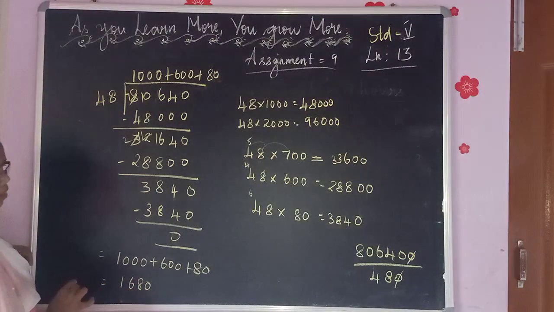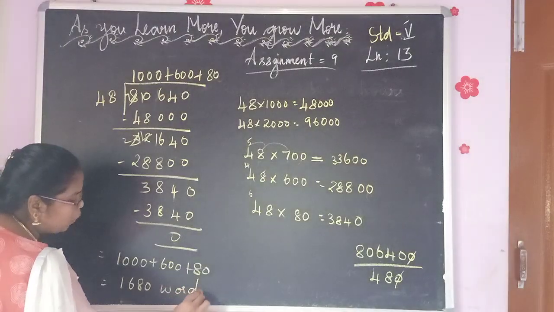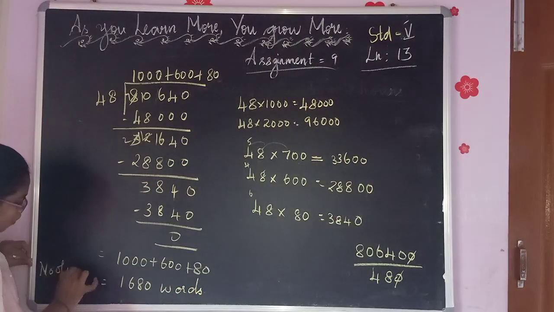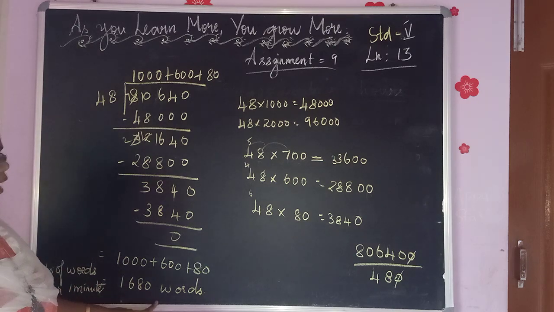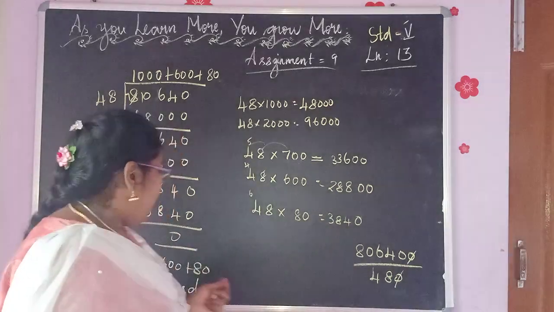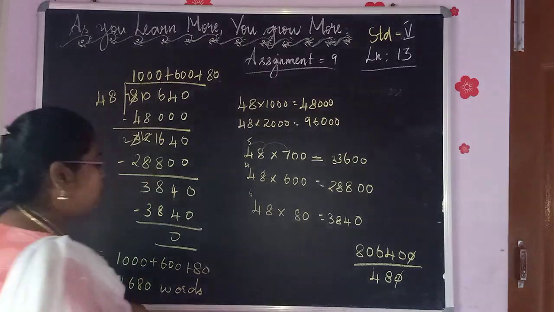What is this answer, children? This is the number of words typed in 1 minute. 1 minute words we got it. It is 1680. But what was the question? My question asked for 10 minutes. I have got the answer for 1 minute, but I have to calculate it for 10 minutes.